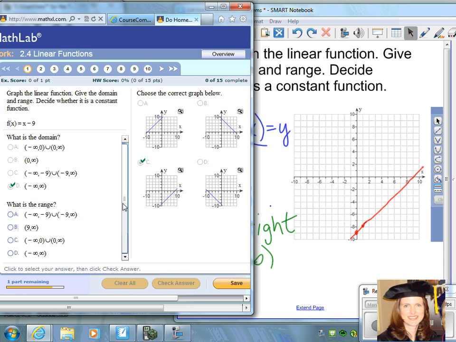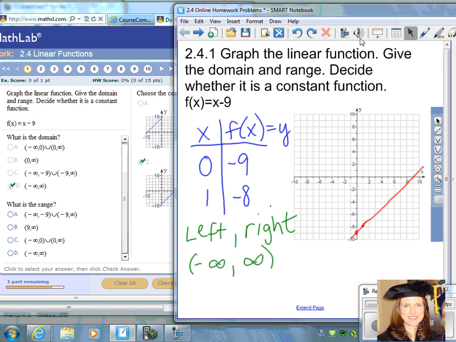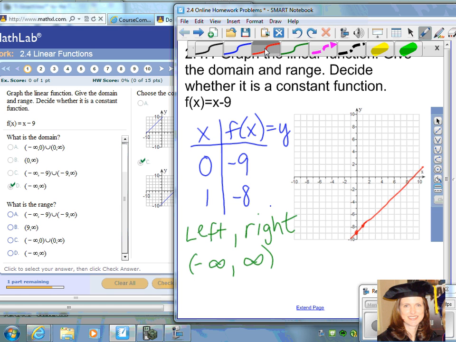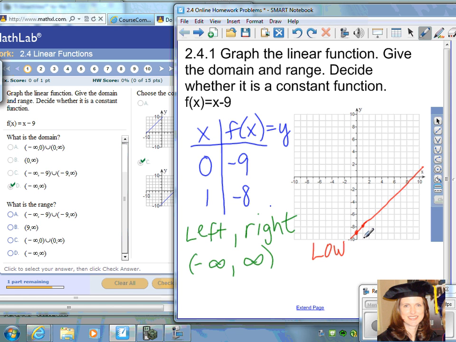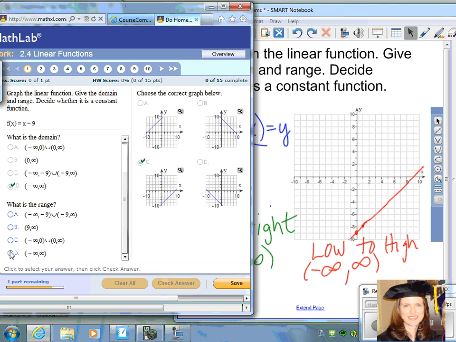Continue. The range. When we talk about the range, we want to determine how low and how high the graph goes. This graph is going to go forever down, down, down on the y-axis, and it's going to go forever up. So when we talk about the range, we want to go from low to high. The lowest that this graph goes is negative infinity. It's going to keep going down and down and down, and the highest it goes is positive infinity. So our range is negative infinity to positive infinity.